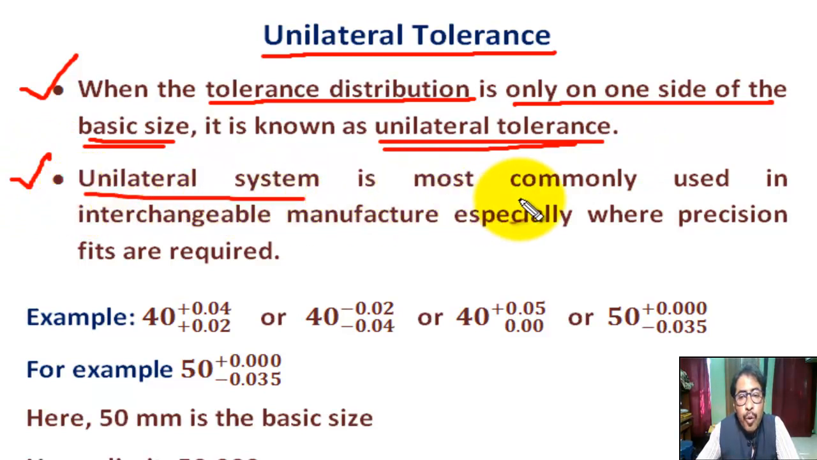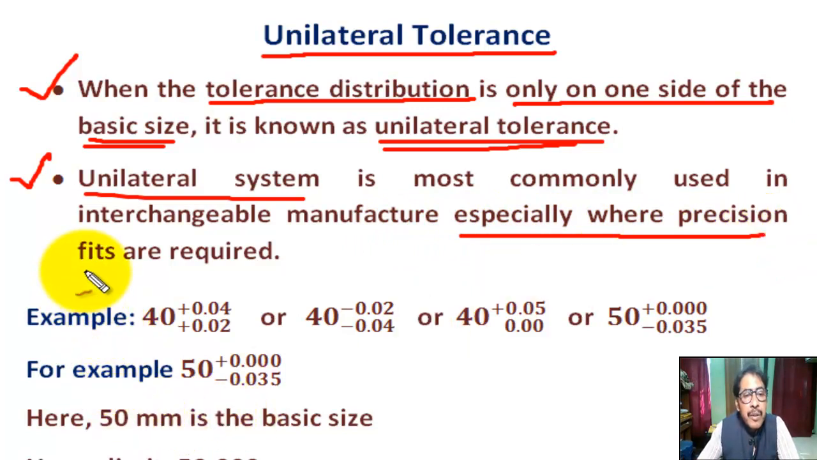The unilateral system is most commonly used in interchangeable manufacturing, especially where precision fits are required. In this system, the total tolerance as related to the basic size is in one direction only.